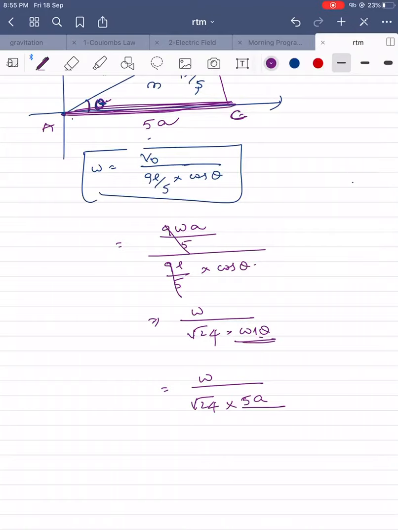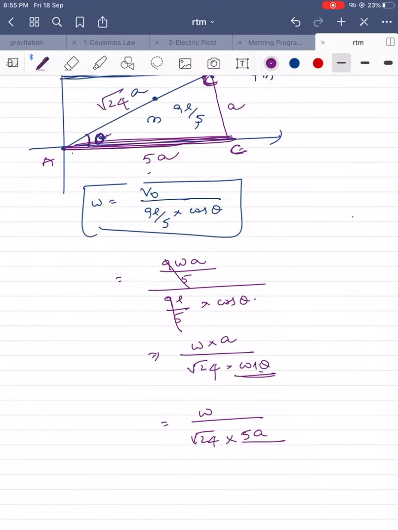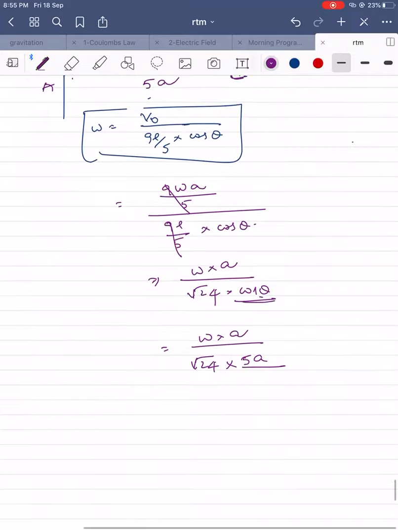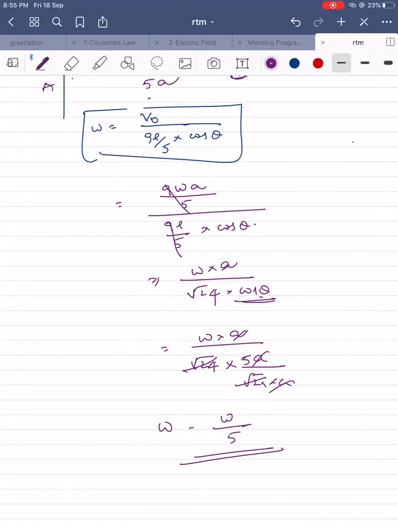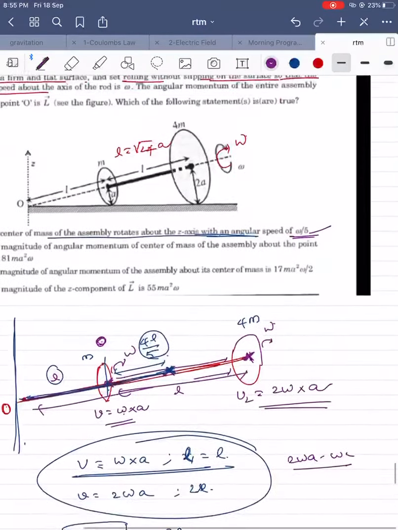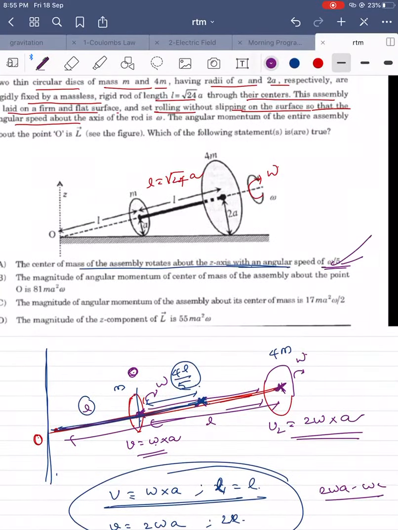Cos theta is equal to 5A by, I'm wrong, here A is still there. So 5A by root 24 A. So A anyhow gets cancelled. Root 24 gets cancelled. A is already gone, I'm sorry. So omega by 5. So the angular velocity about the center of mass about the z axis is omega upon 5. So the first option is correct.